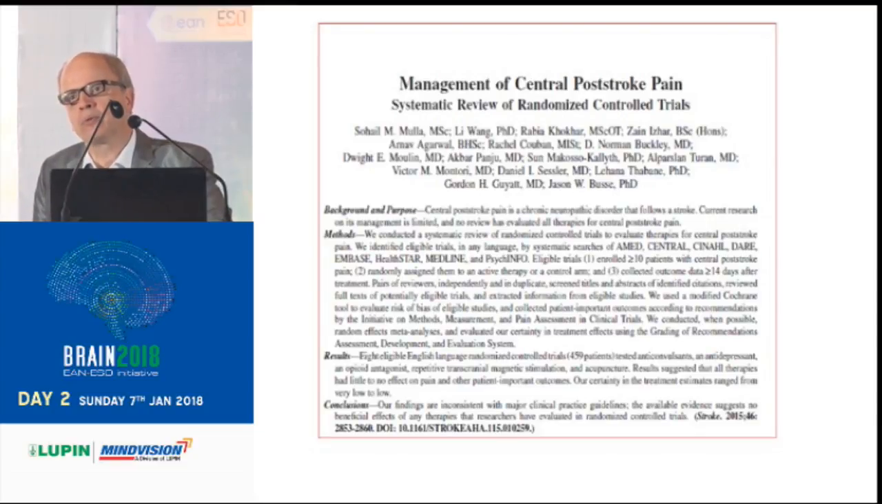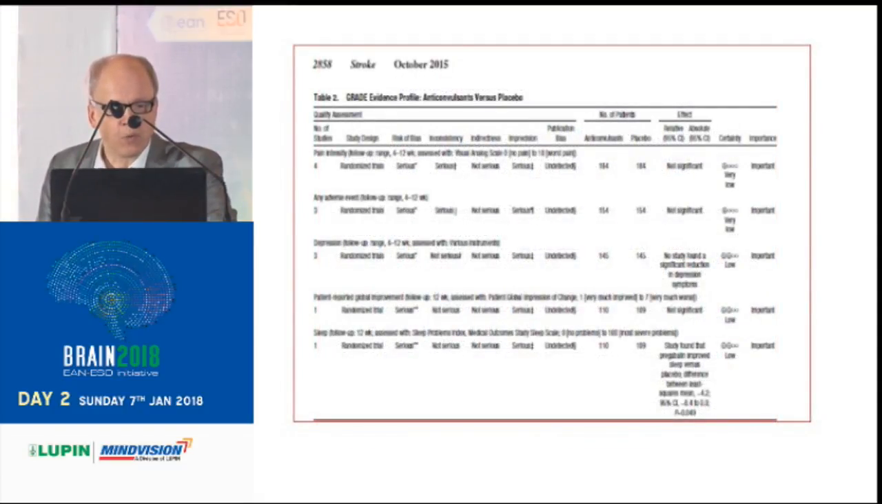Four of them were about anticonvulsants, one was on tricyclic medication, one with naloxone, one with stimulation, and one with acupuncture. So here is about these anticonvulsant studies. Only 4 of them. One was with pregabalin, one with levetiracetam, and one with lamotrigine, and not much, only very low or low certainty of evidence in these studies.